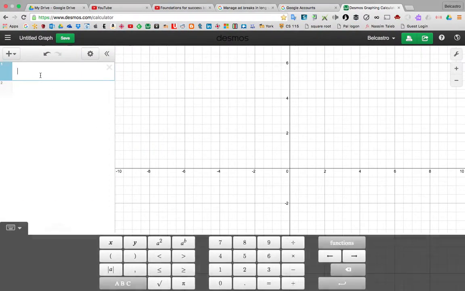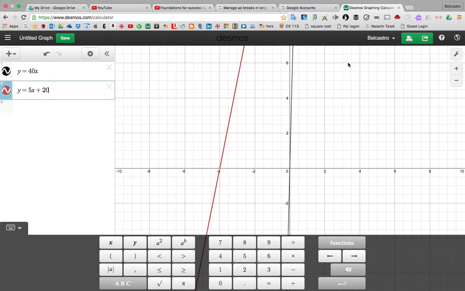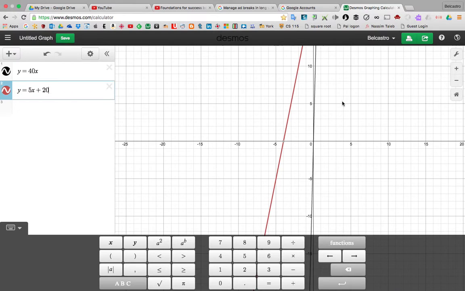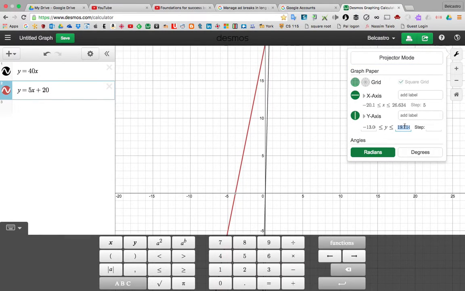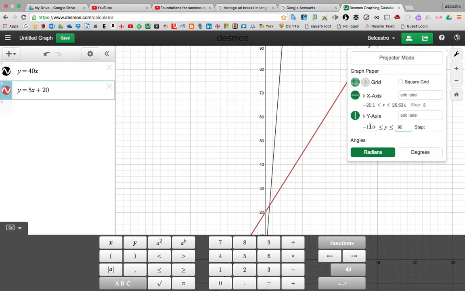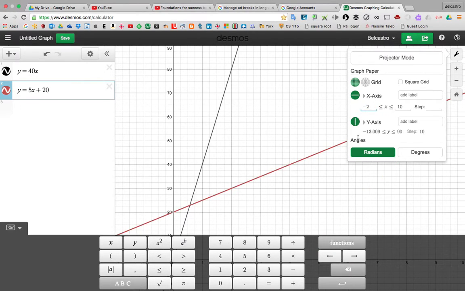So in my graphing program, what's nice is I can write that in, and we get our line. And y equals 5x plus 20. Okay, I'm going to need a bit of a better axis here. Let's make this go up. That is better. Really needs to go up to 10. That's nicer to look at.